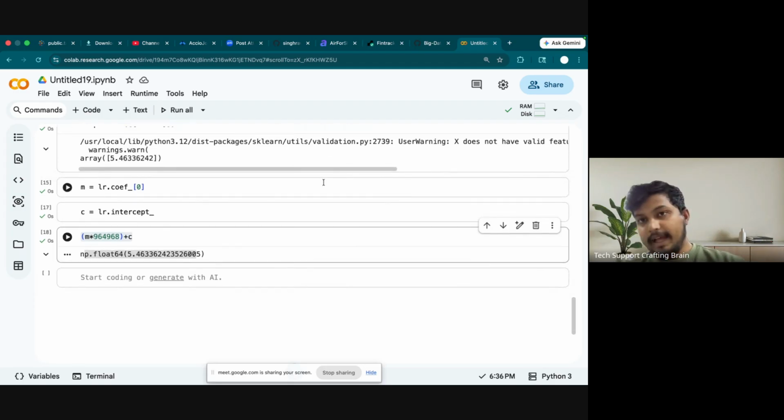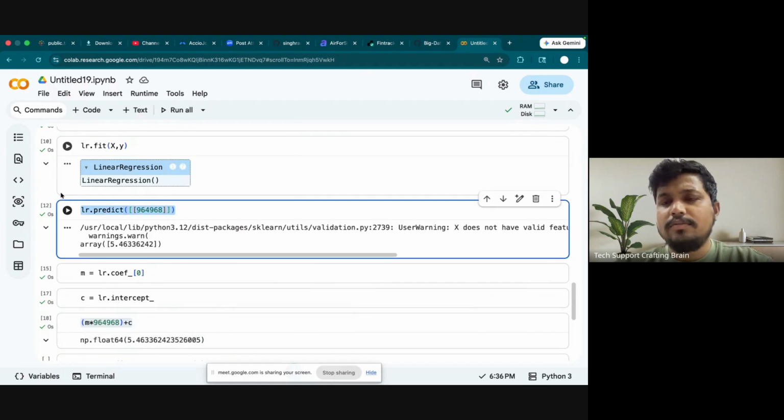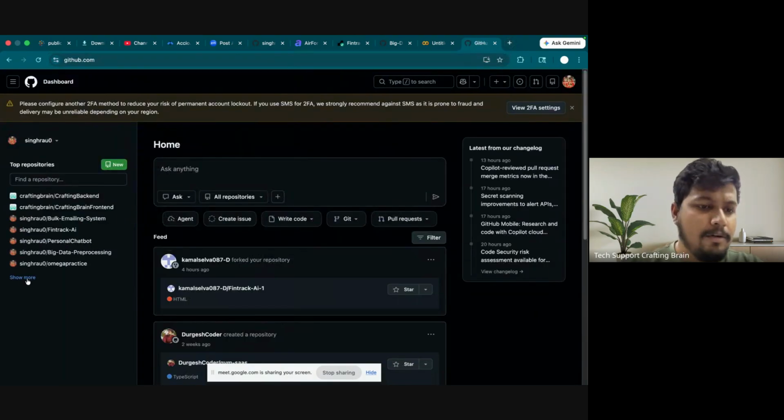Now, guys, what actually do we do in real-time production? We simply save this model, whatever model you have created, the linear regression model and all those things. We save this model. Let me showcase it to you. There are some GitHub projects already deployed right now.